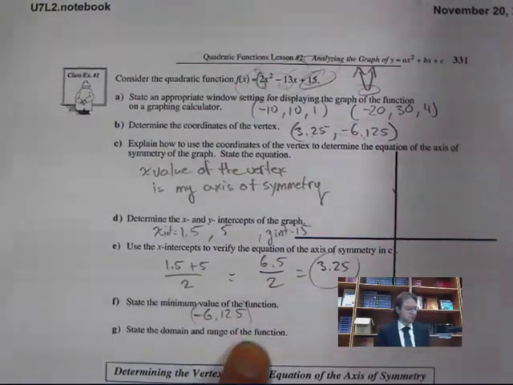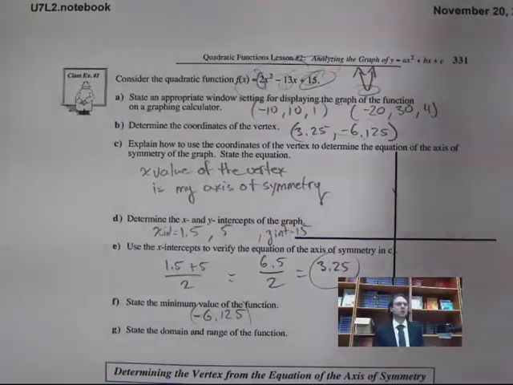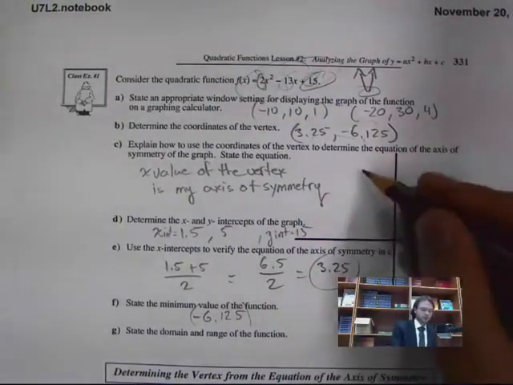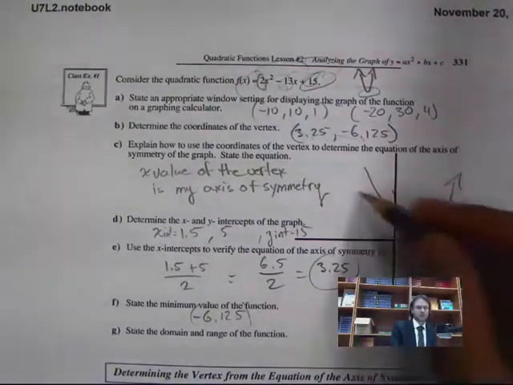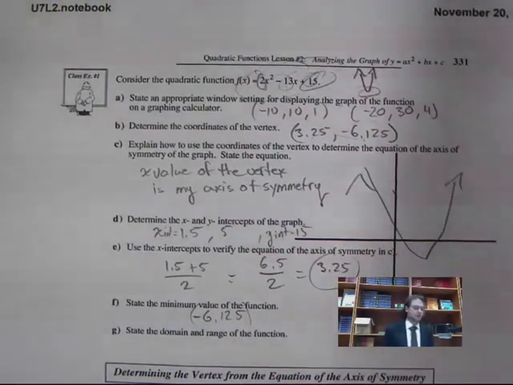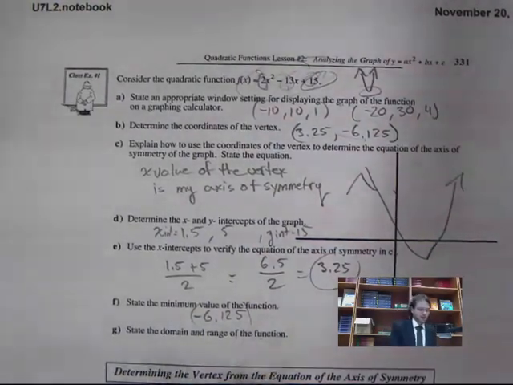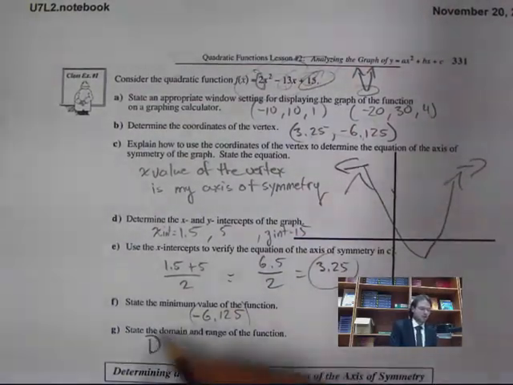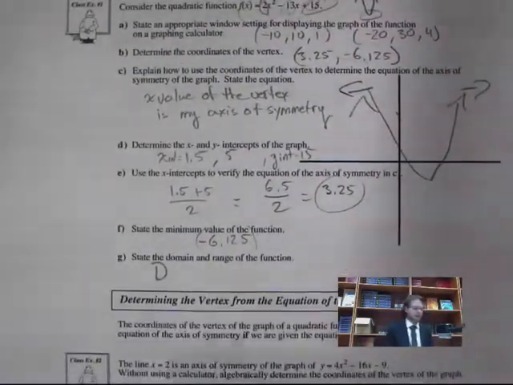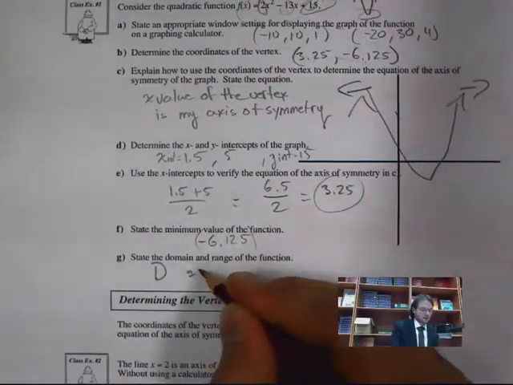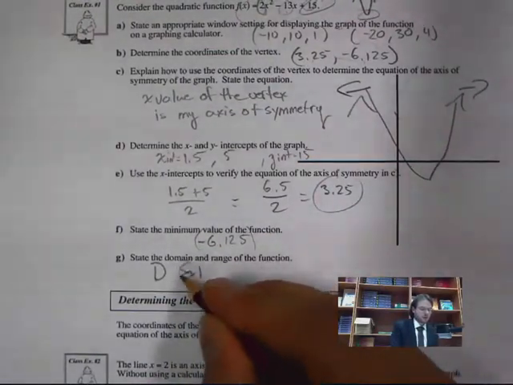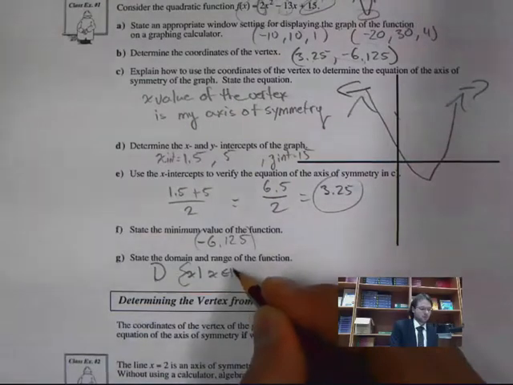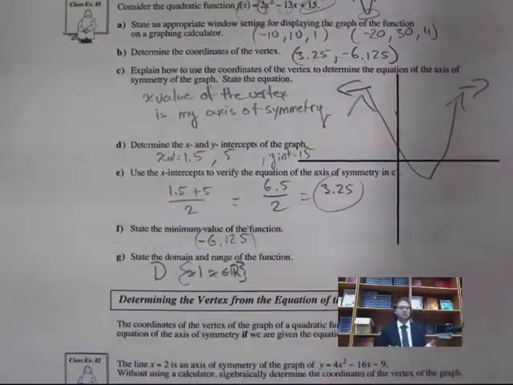Okay, state the domain and range of the function. So first of all, my domain, my graph looks something like this. It's a happy face. My domain goes forever this way, and it goes forever this way. So domain, always for a quadratic, we're looking at x, where x is an element of all real numbers.